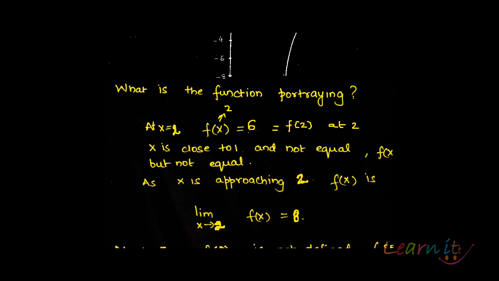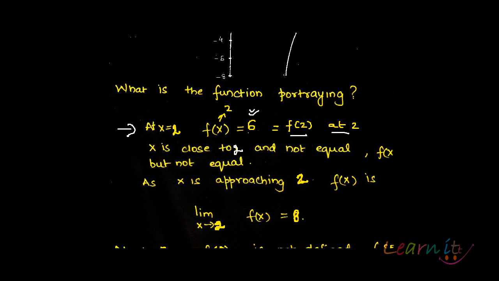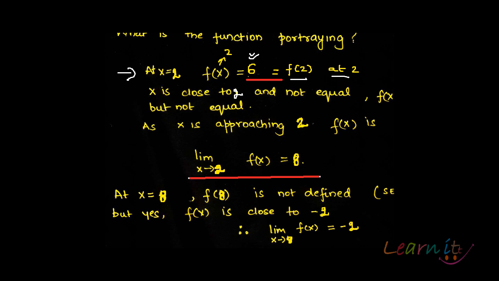This function is portraying that at x equals 2, f(2) is 6. As x goes closer and closer to 2, y is moving closer to 8. It is approaching 8 and not 6. Now f(2) is 6, but as x approaches 2, f is actually approaching 8. So the limit of this function as x approaches 2 is actually 8, and not 6.